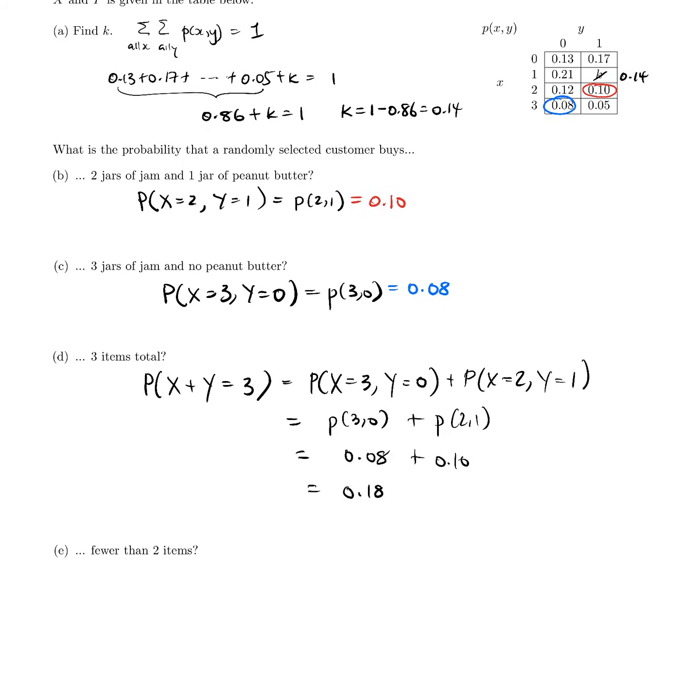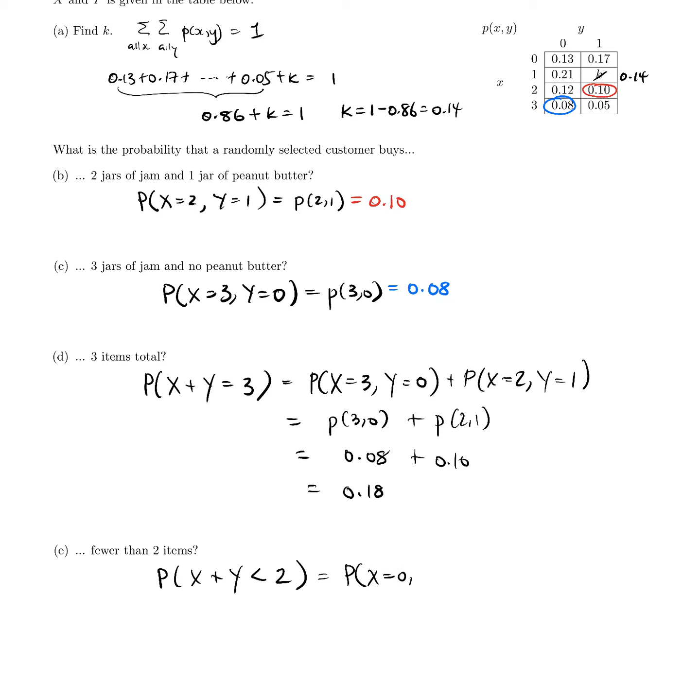And lastly, what's the probability that a randomly selected customer buys fewer than 2 items? In terms of X and Y, I would write this as the probability that X plus Y, the total number of items, is less than 2. Not less than or equal to. It's not at most 2 items. It's fewer than 2 items. So that means that we have to find x and y values that can add up to values that are less than 2.